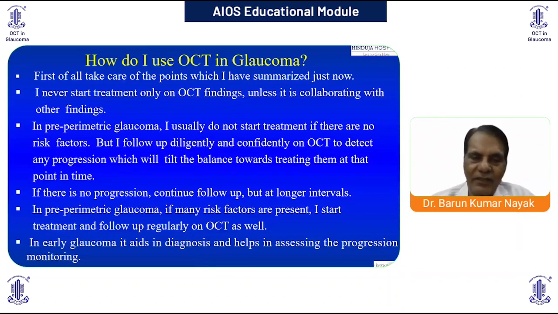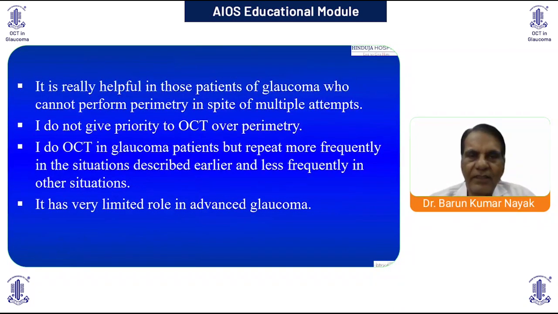If there is no progression, I continue follow-up, but at longer intervals. In pre-perimetric glaucoma, if many risk factors are present, I start treatment and follow up regularly on OCT as well. Because of the progression, now my diagnosis of glaucoma is confirmed, as I enumerated earlier. In early glaucoma, it aids in diagnosis and helps in assessing progression. It is really helpful in those glaucoma patients who cannot perform perimetry in spite of multiple attempts.